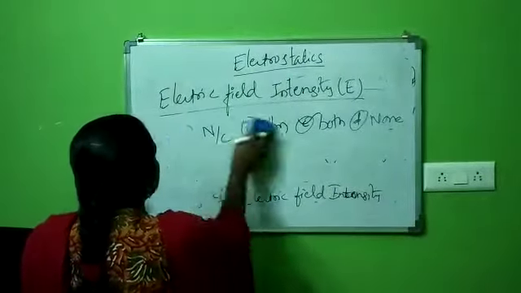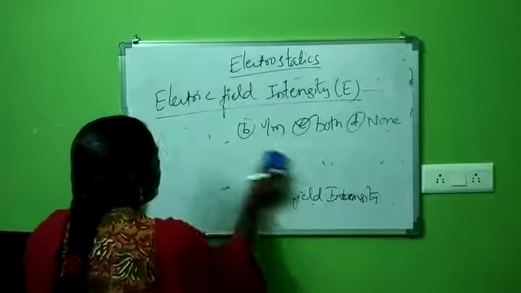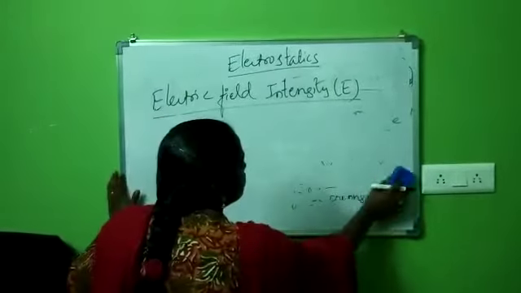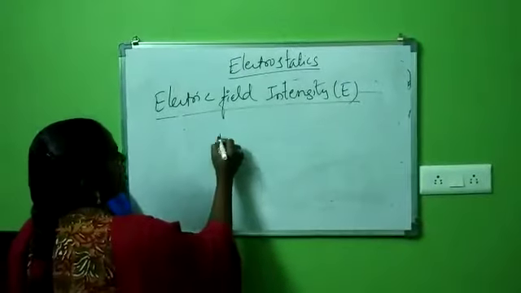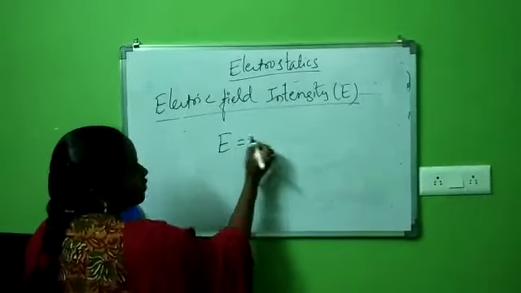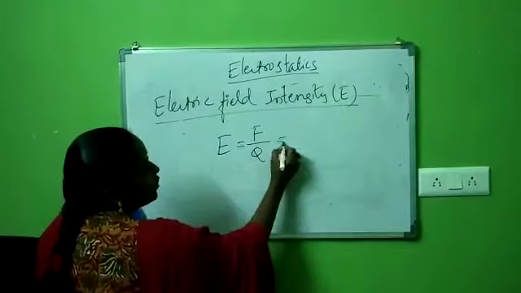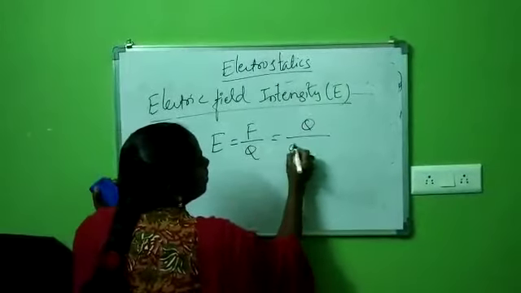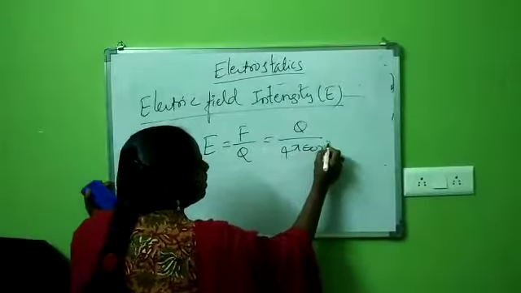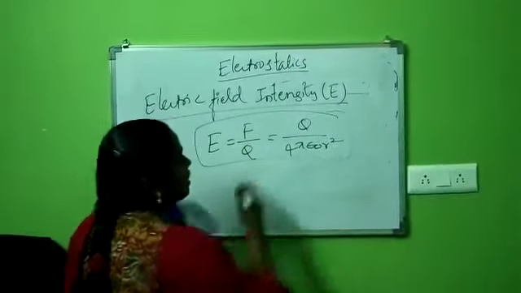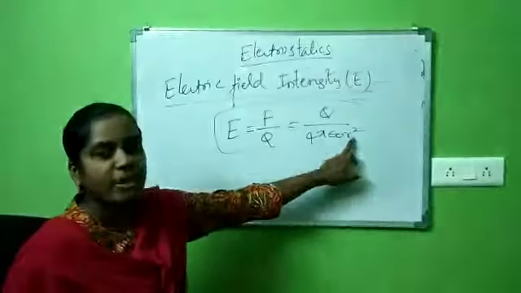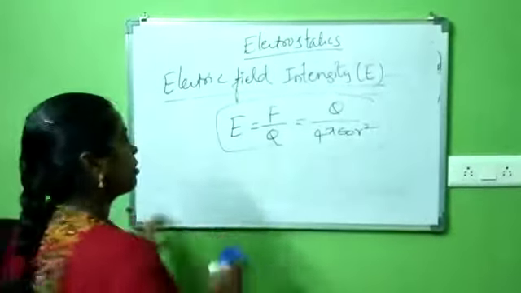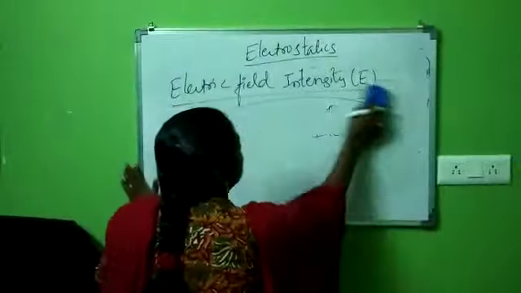The next one will be the electric potential. If you want to express the electric field in terms of the charge, the equation will be E equal to F by Q. From this you can write E equal to Q by 4 pi epsilon naught R square. This is the equation of E in terms of the charge and distance. Now we will see the electric potential.